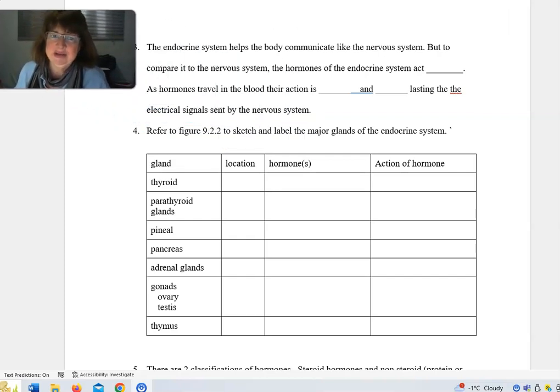The endocrine system helps the body communicate like the nervous system, but to compare it to the nervous system, the hormones of the endocrine system act slowly and they travel in the blood. So the action is distant and it is longer lasting than the signals sent by the nervous system. So the nervous system is fast, short acting, and what they call local, because it just stays in that nerve, with one nerve talking to another. So it really stays in the area of the synapse.